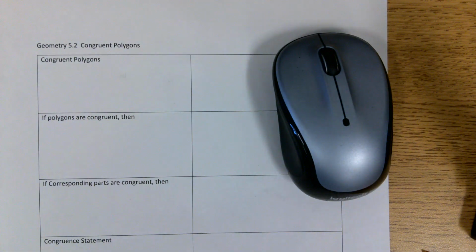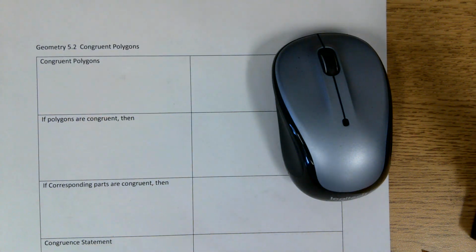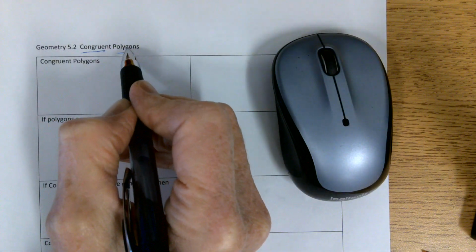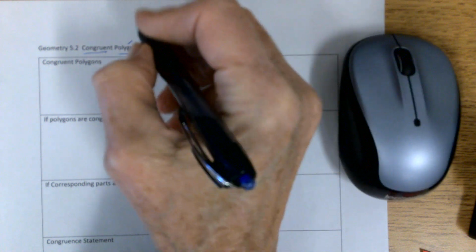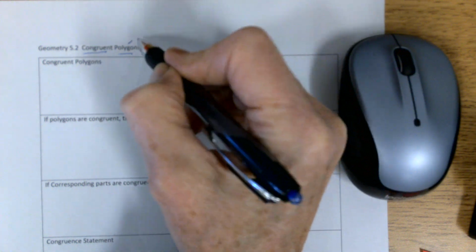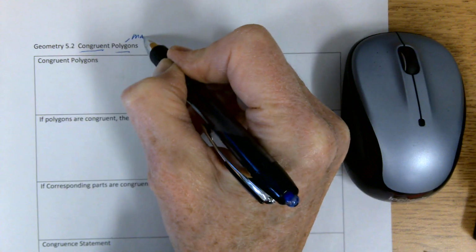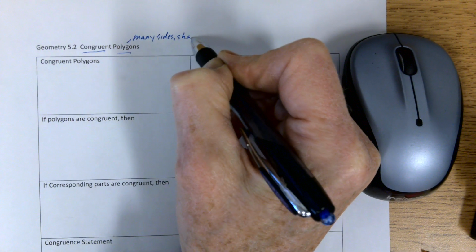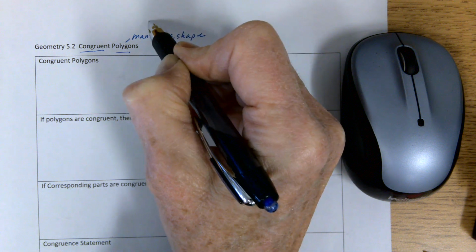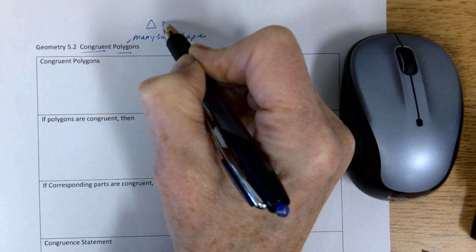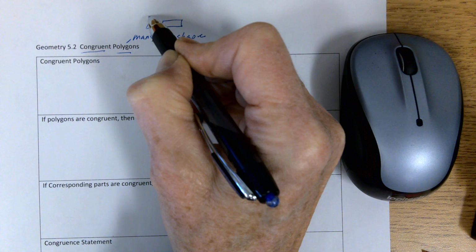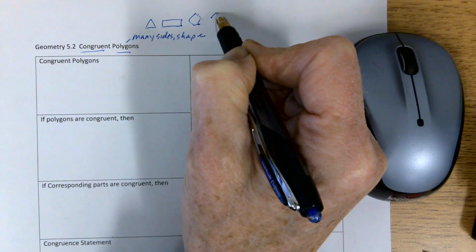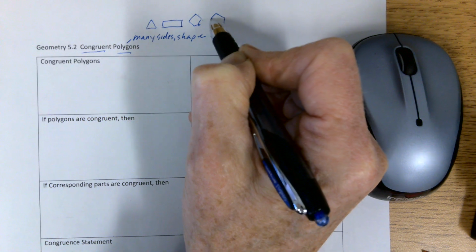Hi you guys, today we are going to talk about congruent polygons. Polygons means a shape with many sides, okay? Examples could be a triangle, could be a rectangle, right? 3 sides, 4 sides, pentagon, hexagon. Okay, you guys got it?